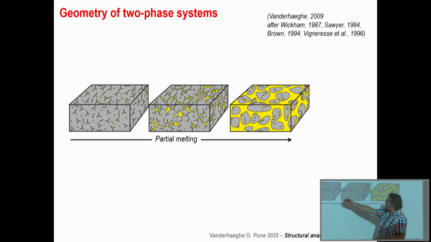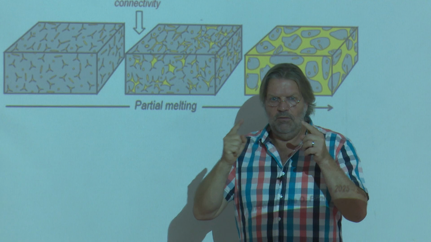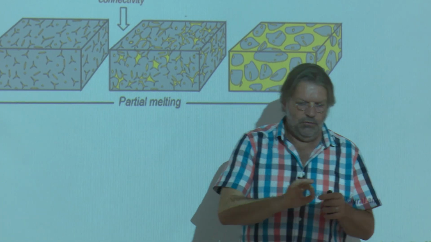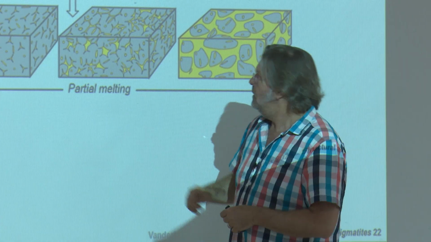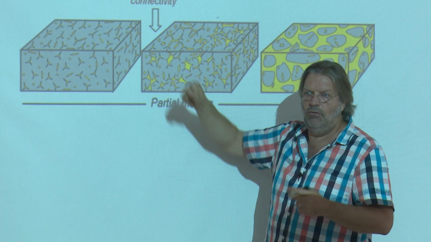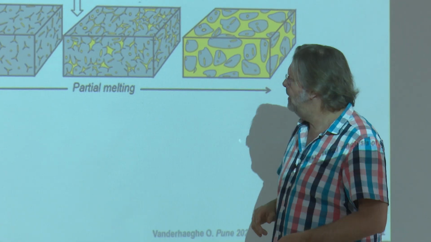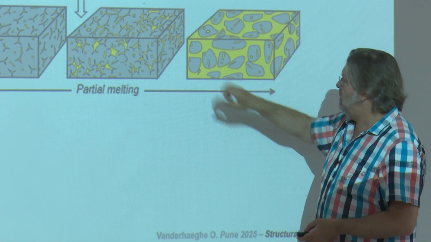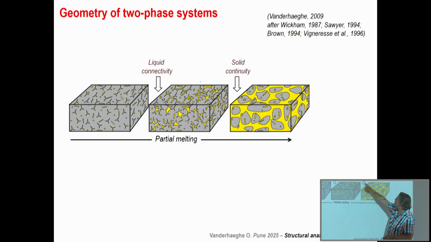And as melting proceeds, the volume of melt increases, and at some point, the melt will connect. The small pockets will connect to each other, which controls the ability to migrate from one place to the other at the grain scale. That's what's called liquid connectivity. It's the first percolation threshold. A percolation threshold is used in any type of science, not only geology. And then if the melt increases in volume, there is a second percolation threshold, which corresponds to the solid continuity.